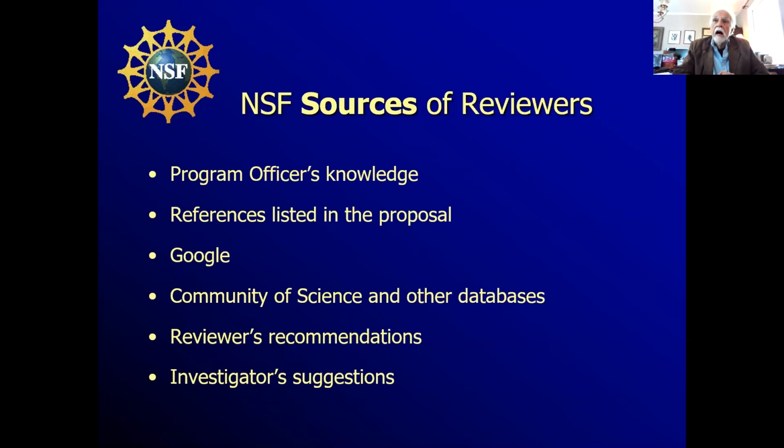Okay. So I get them from references listed in the proposal, Google, of course, Community of Science and other databases, reviewer recommendations, and investigators' suggestions. That is, reviewer recommendations: sometimes I'll get a review early and that reviewer will recommend someone, but that's not a common one. Usually the others are common.